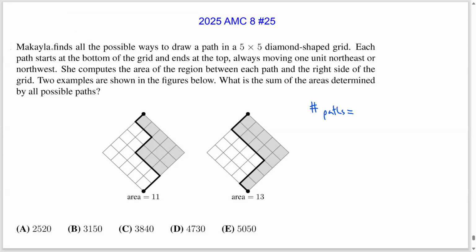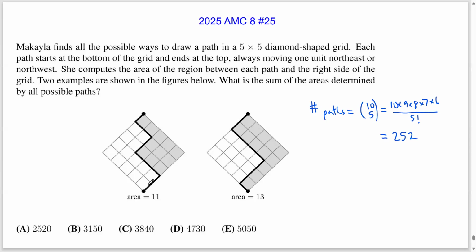every path must go northwest 5 times and northeast 5 times. So the number of paths will be 10 choose 5, which is 10 times 9 times 8 times 7 times 6 over 5 factorial. This is equal to 252.